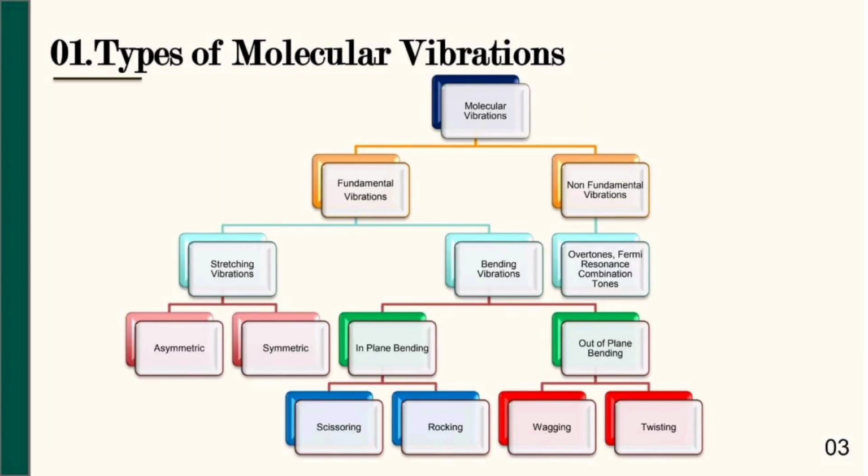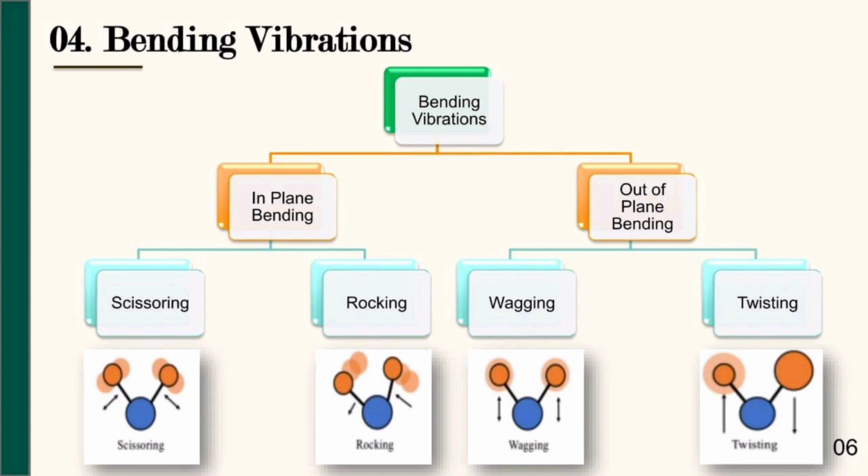Types of molecular vibrations. There are two types: fundamental vibrations and non-fundamental vibrations. Fundamental vibrations include stretching vibrations and bending vibrations, and non-fundamental vibrations include overtones, Fermi resonance, and combination tones. Let's see the bending vibrations. There are two types: in-plane bending and out-of-plane bending. In-plane bending includes scissoring and rocking. Out-of-plane bending includes wagging and twisting.